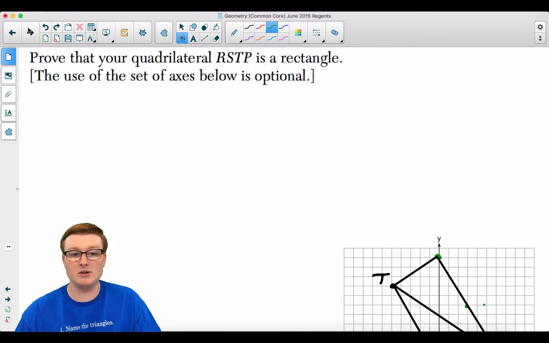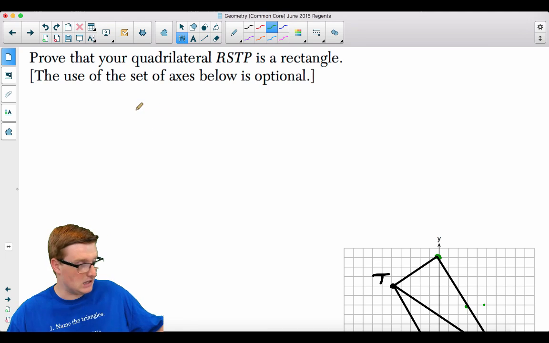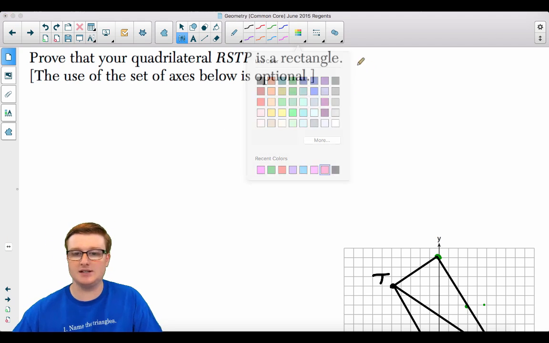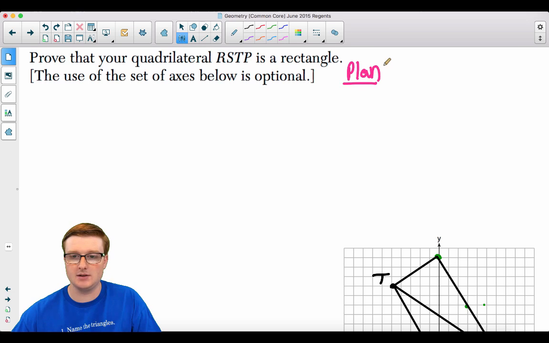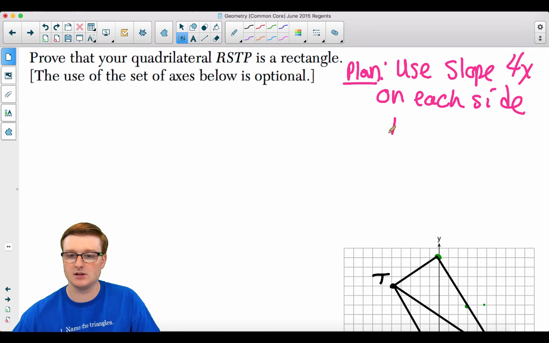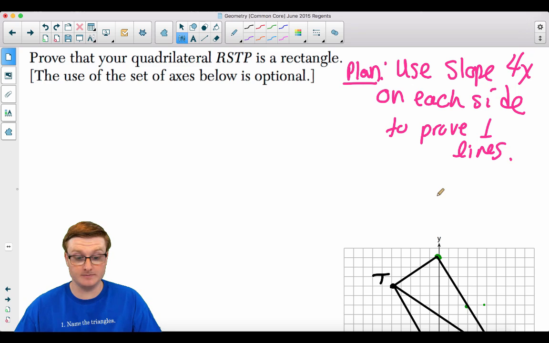All right, we're almost done. And then it says, prove that your quadrilateral is a rectangle. So, in order to prove that it is a rectangle, this is your plan. The plan to prove that it's a rectangle is you have to use slope 4 times on each side to prove perpendicular lines, because by definition, every single angle in a rectangle is a right angle.